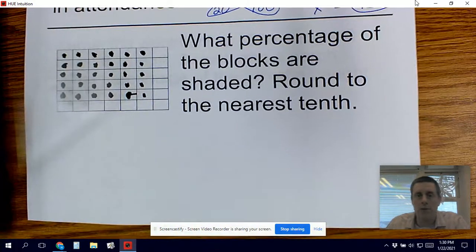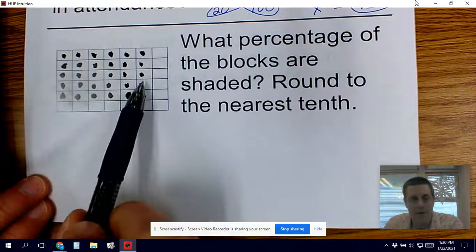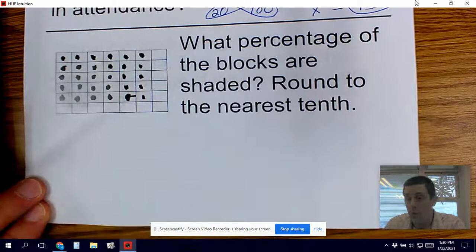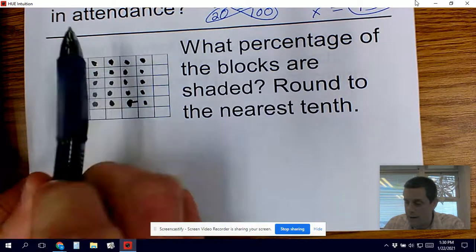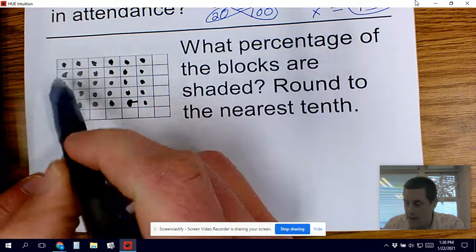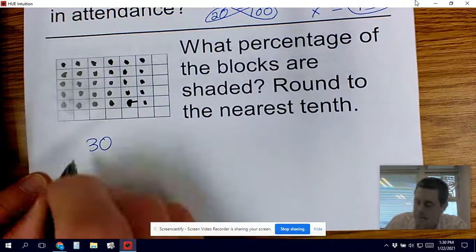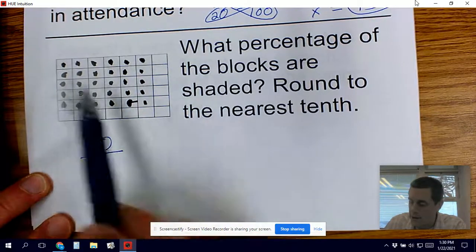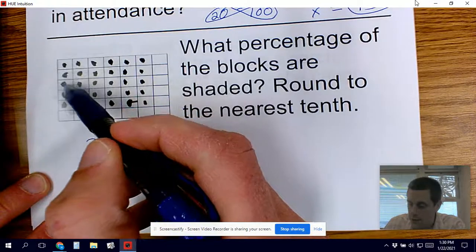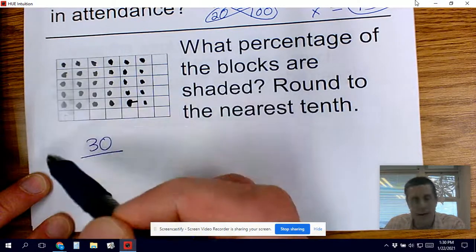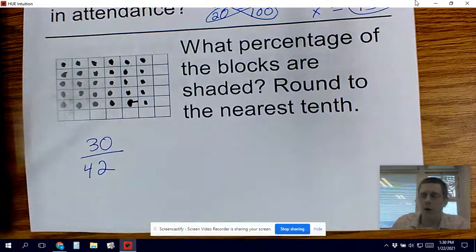Number 2 was what percentage of the blocks are shaded? And I know the shading is hard to see, so I kind of filled them in with a dot. So first we need to write the ratio. How many of these blocks are shaded? 1, 2, 3, 4, 5, 6 by 1, 2, 3, 4, 5. So if I do 6 times 5, I know there are 30 shaded blocks. Out of how many total blocks in this grid? There's 1, 2, 3, 4, 5, 6, 7 in a row, and 1, 2, 3, 4, 5, 6 in a column. 7 times 6. 30 out of 42 are shaded.